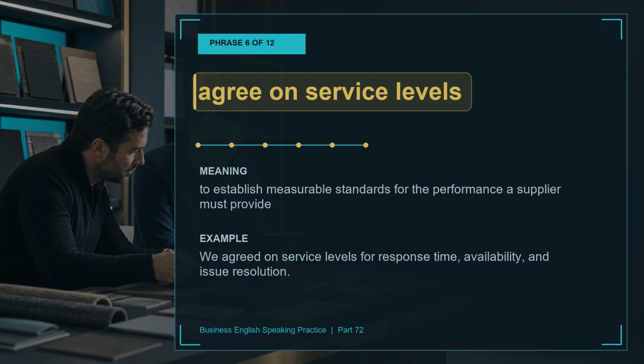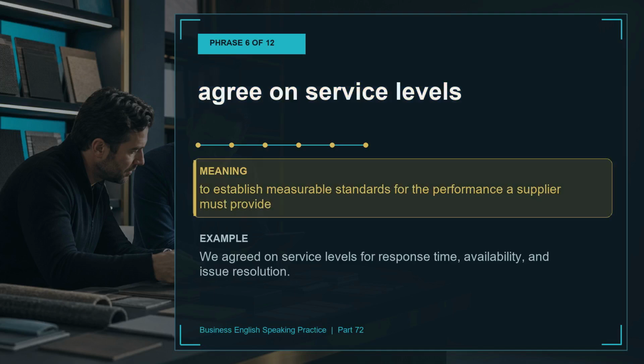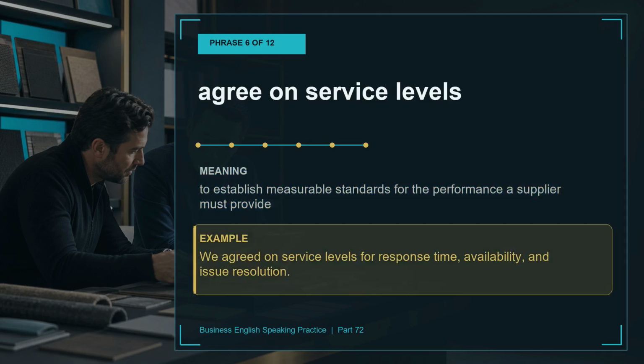Phrase 6. Agree on service levels. Meaning, to establish measurable standards for the performance a supplier must provide. Example, we agreed on service levels for response time, availability, and issue resolution.